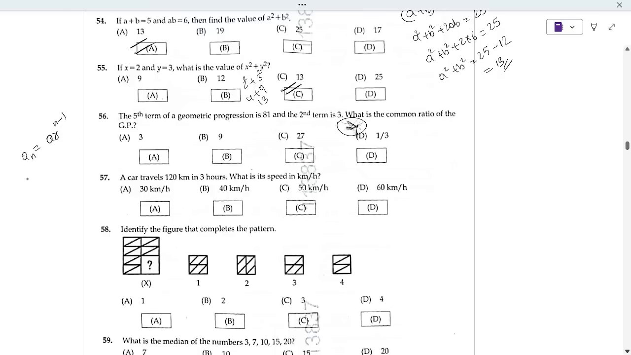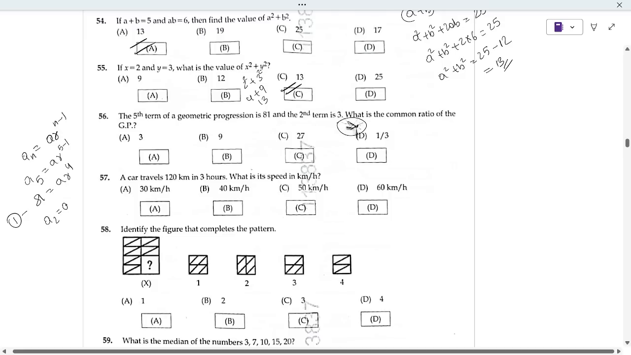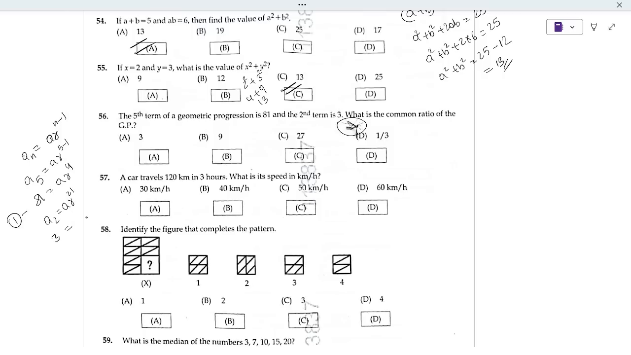So the fifth term a5 is equal to ar to the 5 minus 1. The fifth term is given as 81, so 81 is equal to ar to the 4. The second term is given as 3. That means let's say this is equation 1. Second term means a2 is equal to ar to the 2 minus 1, which is 3. A2, the second term, is 3. So here it is ar because 2 minus 1 will give us 1. So with the help of equation 1 and 2, can we find the common ratio?